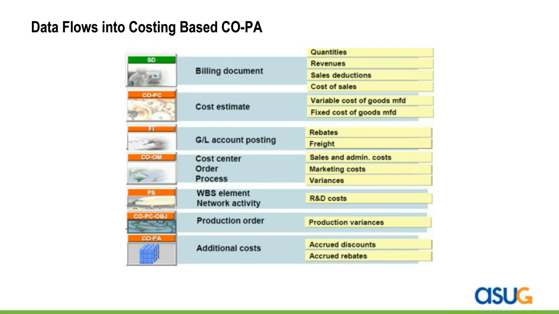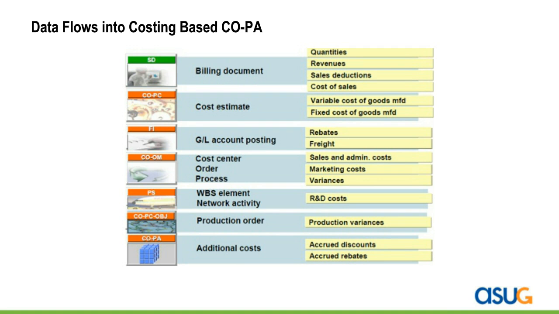You can also post directly from a general ledger account. In that case, every general ledger account, or groups of general ledger accounts, has to be mapped to value fields so you can report on that basis. You can allocate from a cost center to COPA. You can also settle production orders, internal orders, process orders to COPA, either R&D and marketing costs or even variances. You can also settle WBS elements and network activities. And you can post directly to costing-based COPA with a manual transaction, which doesn't even hit FI.